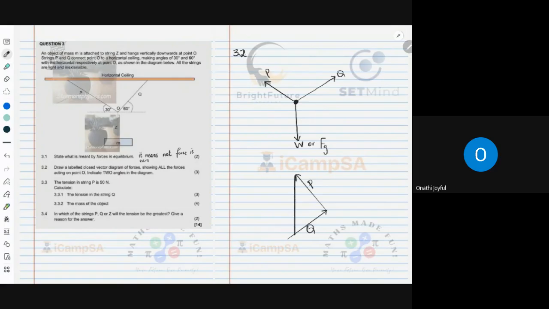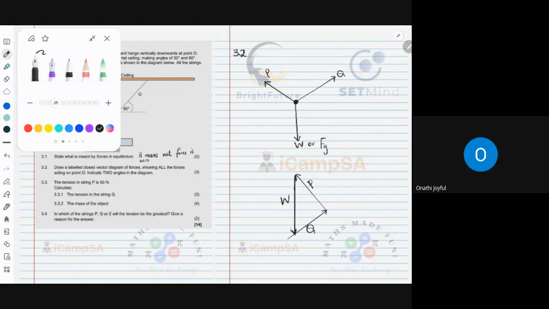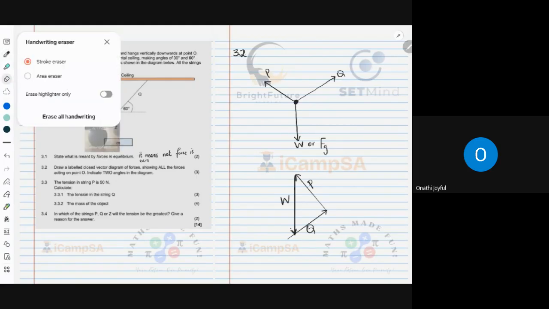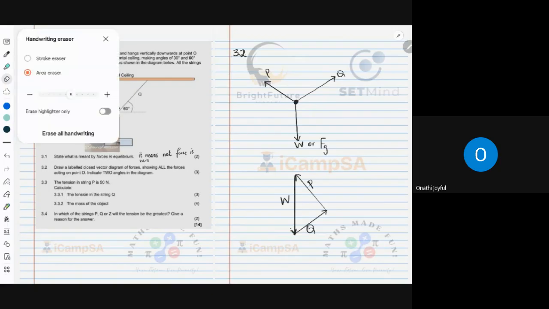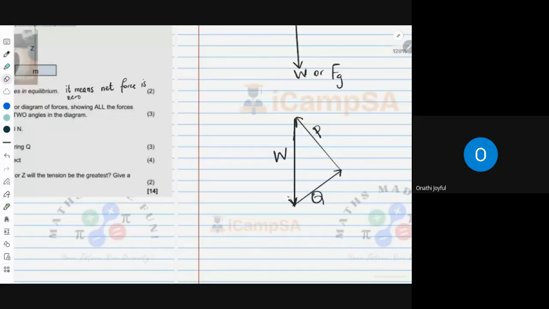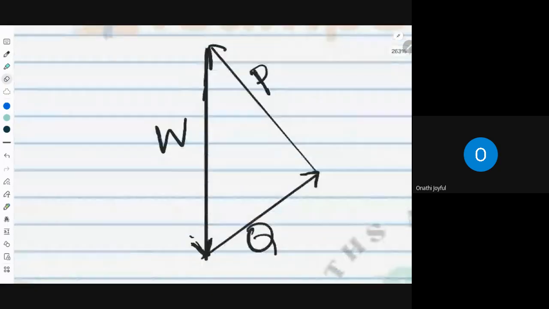Okay, I made Q a bit longer. So notice that these are connected very nicely. The tail of P starts from Q. The tail of weight starts from P. So they're all connected. Let me just remove this weird line here. Yeah, better. So you see, this is what you call a closed vector diagram.